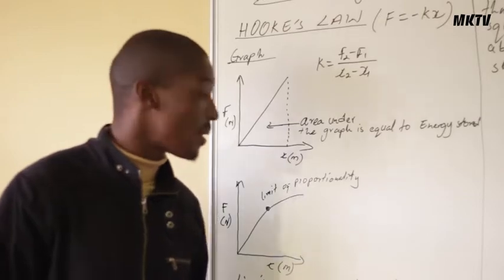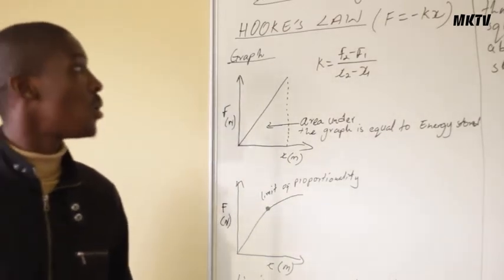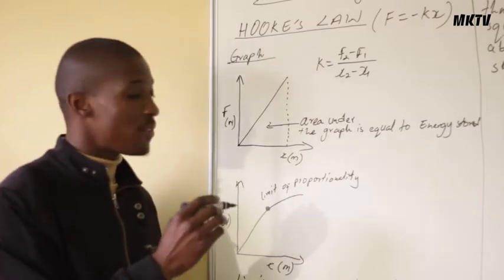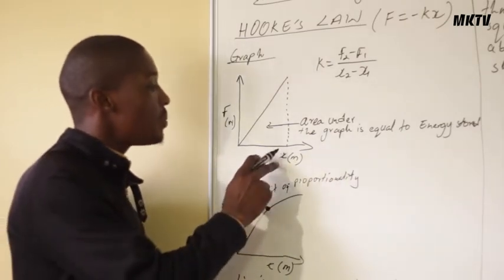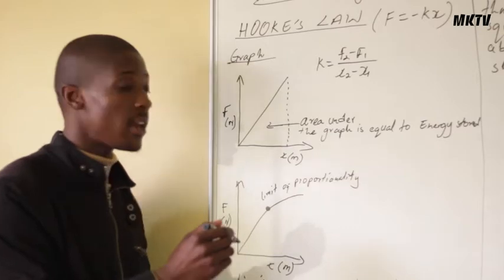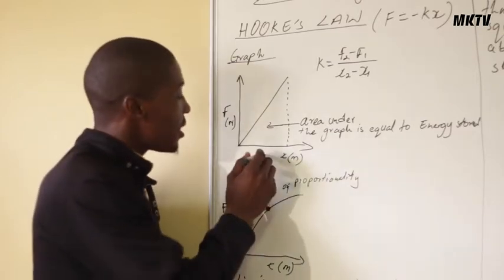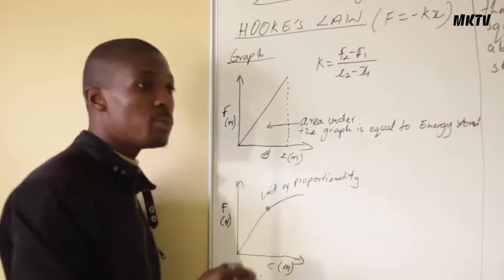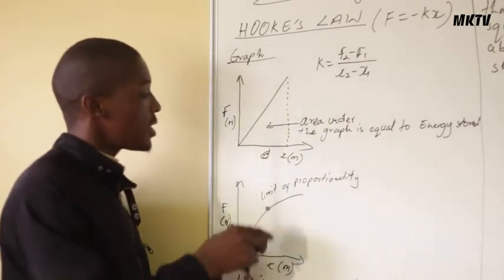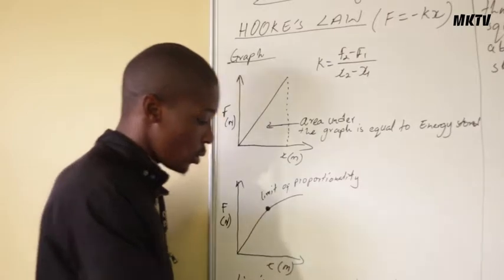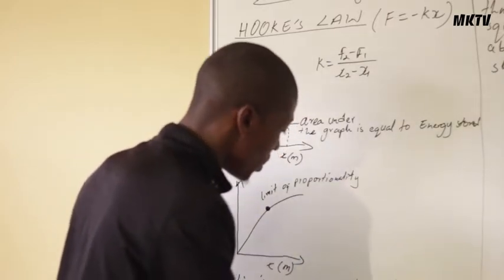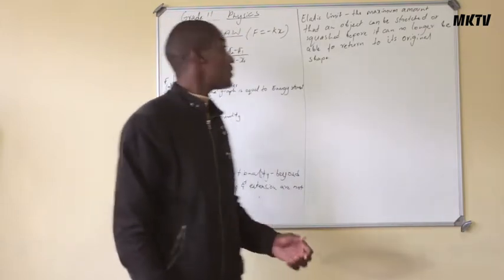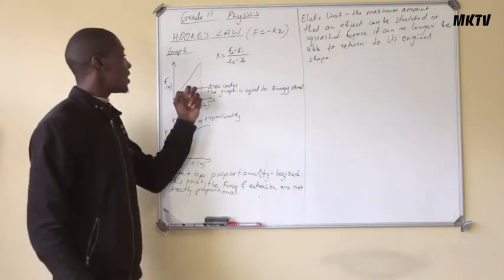But remember, in other books where you will be reading, you might find that the extension is labeled with a different variable, say E, like we did first, or maybe D. It will depend on the source that you are using. So let's go on. Under the Hooke's law graph, we have the area.